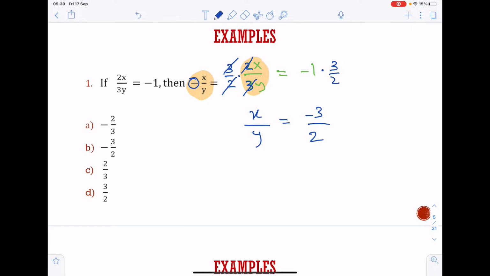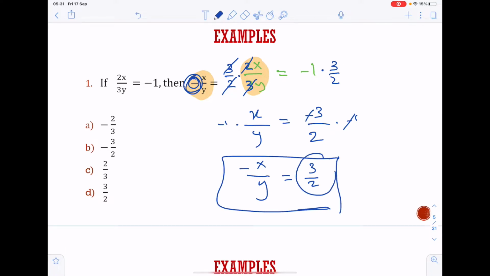Also here, we have to have a negative, so I will multiply this by negative 1, and I will multiply this by negative 1. So I will be left with negative x over y equals 3 over 2, since the negative will cancel the negative. So this is the final answer, 3 over 2, which is this one.